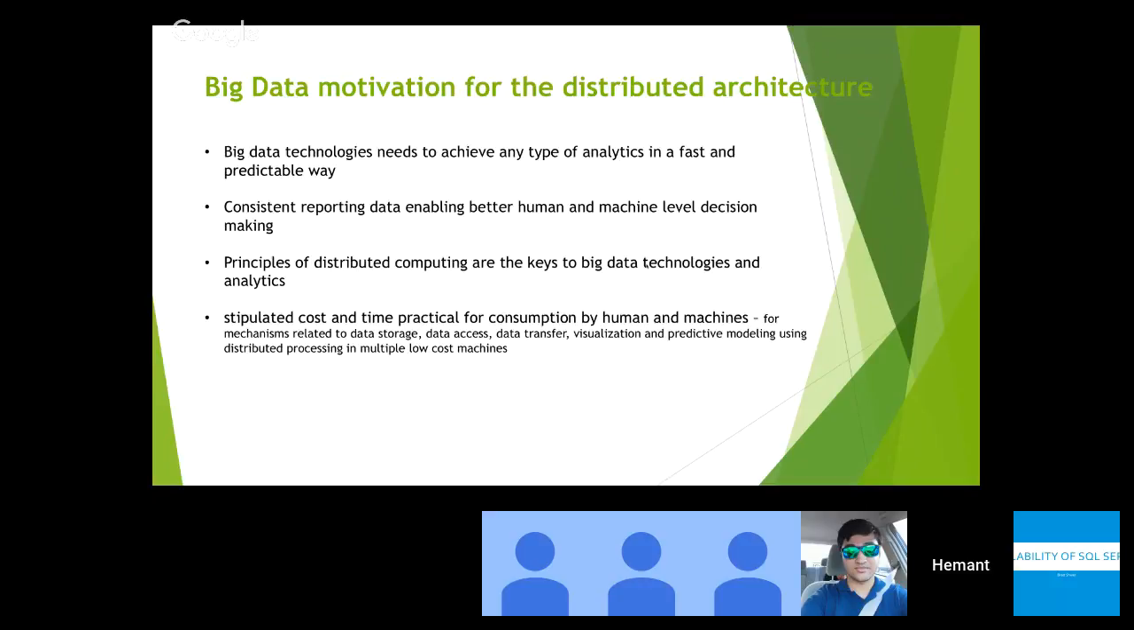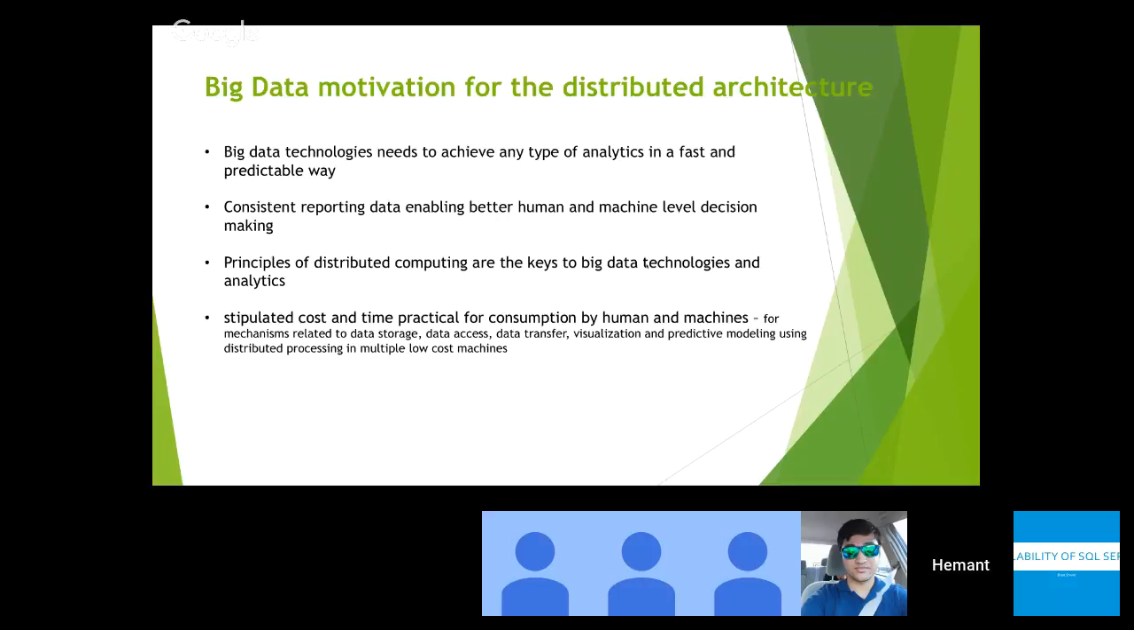This is around distributing the process across multiple low cost machines. I mean, we don't want to go to a specialized machine just to process the data, because that kind of thing will drive the cost. So if we can use any kind of machine power which is available, that is what big data demands in distributed architecture.